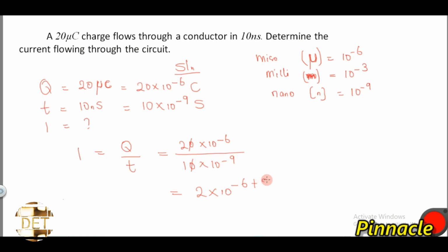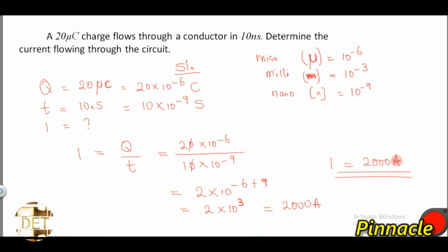So this is plus what? 9. So this will be equal to 2 times 10 raised to power what? 10 raised to power 3. Minus 6 plus 9 is equal to what? 3. So this is equal to 2 times 10 raised to power 3, which is equal to 2000 ampere. So my current I is equal to 2000 ampere.